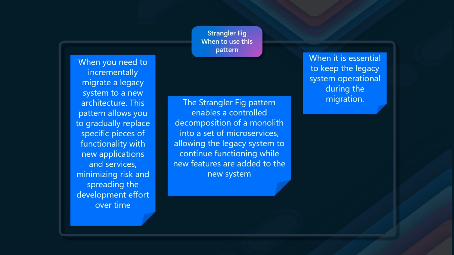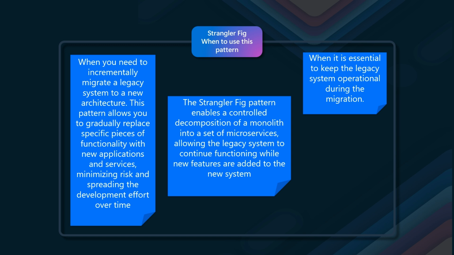Complex systems. So, when dealing with complex systems where a complete replacement would be a huge undertaking, the Strangler fig pattern enables a controlled decomposition of a monolith into a set of microservices, allowing the legacy system to continue functioning while new features are added to the new system.